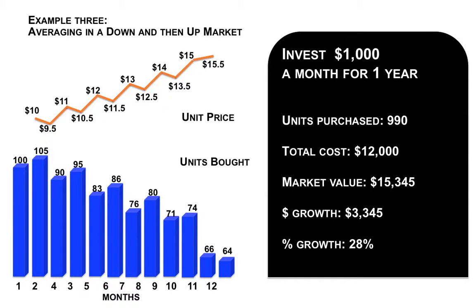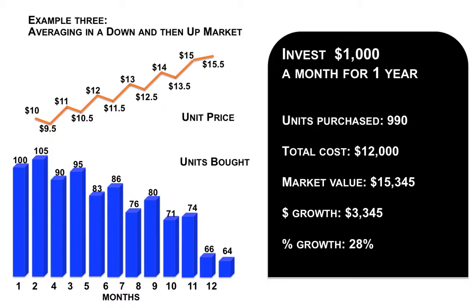Here we have again the same starting price of $10, purchasing 100 units. The market goes down, month 2 goes back up, month 3 down, up and down on a regular basis. This is a very healthy situation for the principle and the discipline of dollar cost averaging, because as this market fluctuates, we pick up units at different prices, and we're picking up more units as the price goes down, and obviously lesser units as the price goes up.